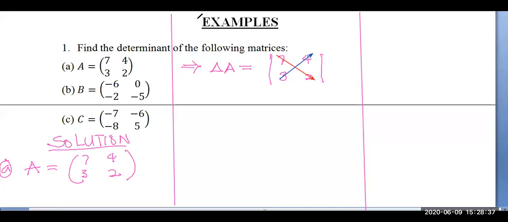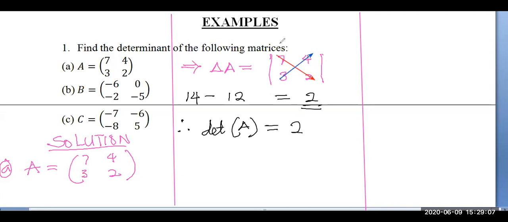So what we have now, 7 times 2 will give us 14. Is that not so? So we have 14 minus 3 times 4, which will give us 12. So 14 minus 12 will give us what? 2. So we can now say, therefore, that the determinant of A, I'm using the second symbol again, is equal to 2. Any question?